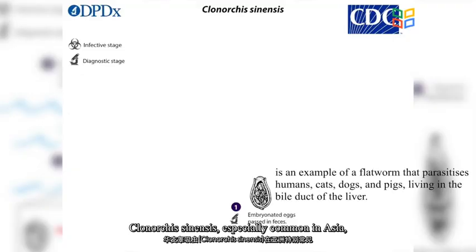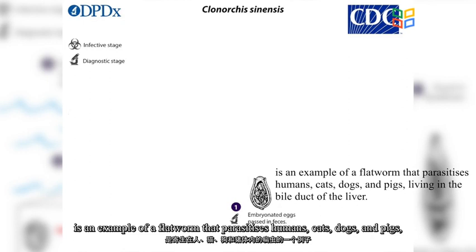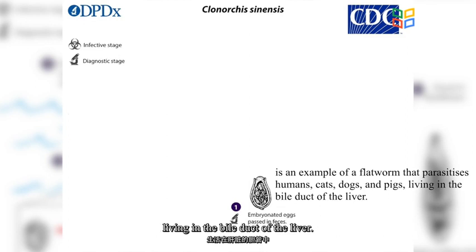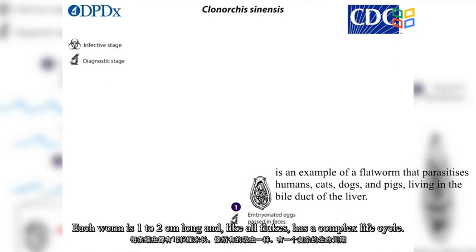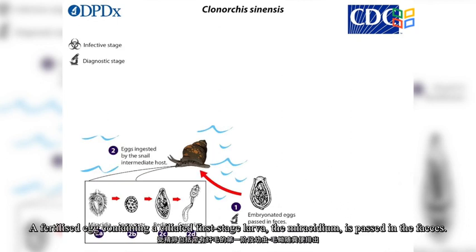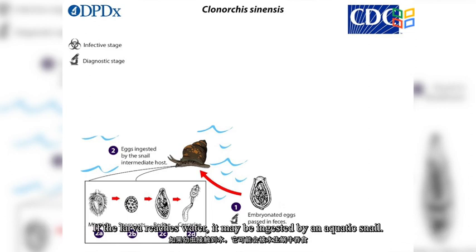This species, especially common in Asia, is an example of a flatworm that parasitizes humans, cats, dogs, and pigs, living in the bile duct of the liver. Each worm is 1 to 2 centimeters long and, like all flukes, has a complex life cycle. A fertilized egg containing a ciliated first-stage larva, the miracidium, is passed in the feces. If the larva reaches water, it may be ingested by an aquatic snail.